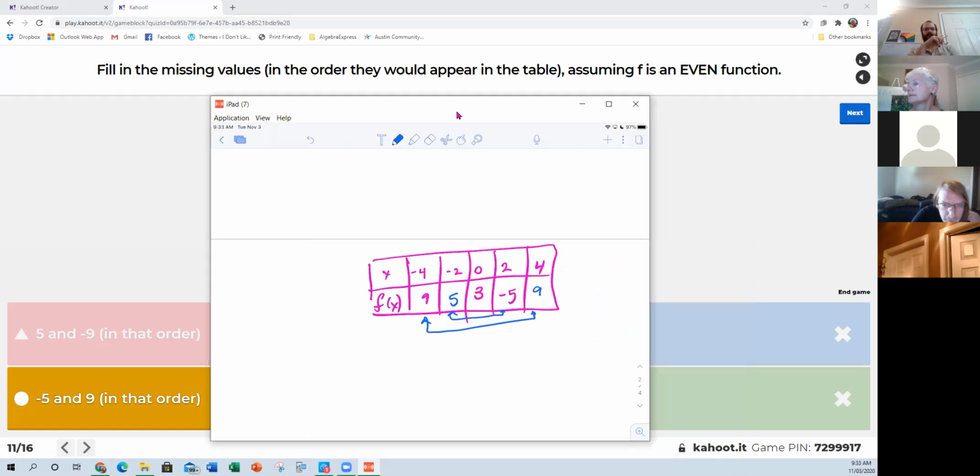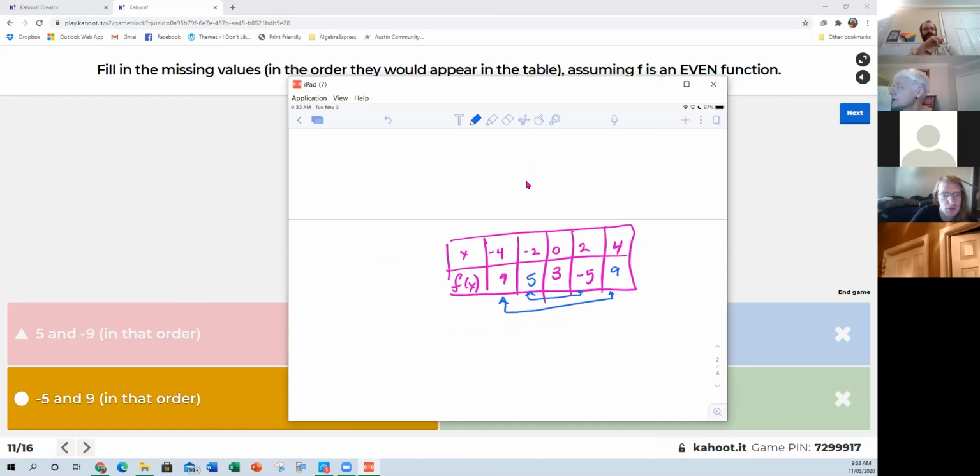Sorry about that, you guys. It should be -5, right? Is that what it's saying? Wait, what am I doing here? Yeah, it should be -5. Yes. If it's even, they're going to match. If it's odd, they'll be opposite signs. So sorry about that, guys. I picked the wrong one when I was making this up.